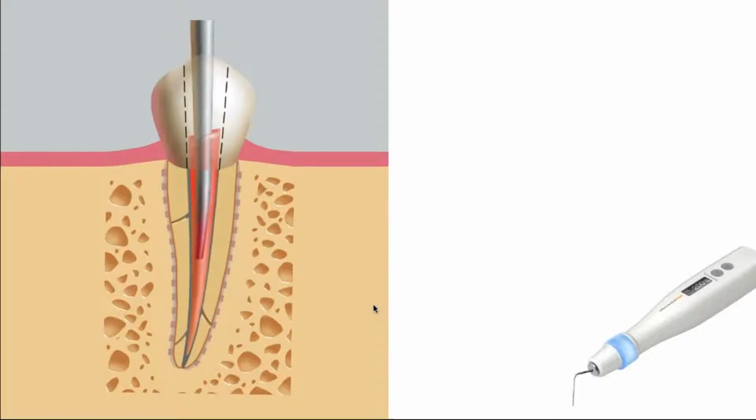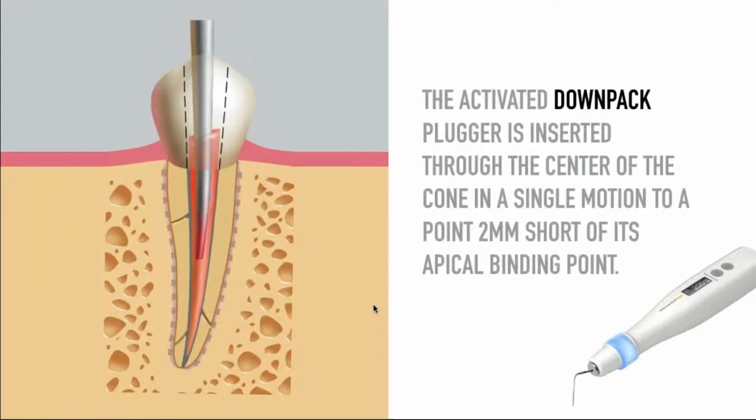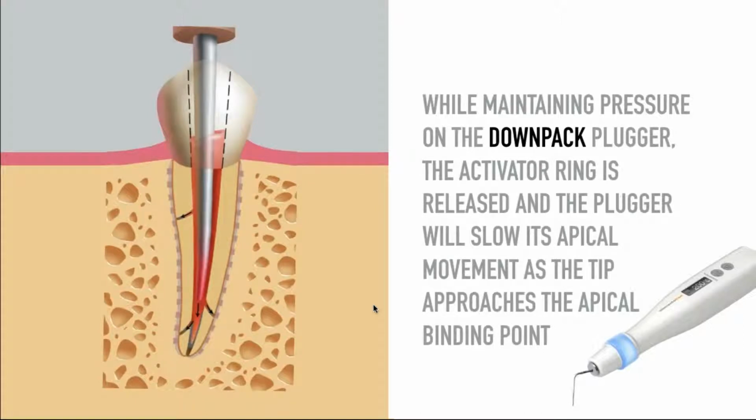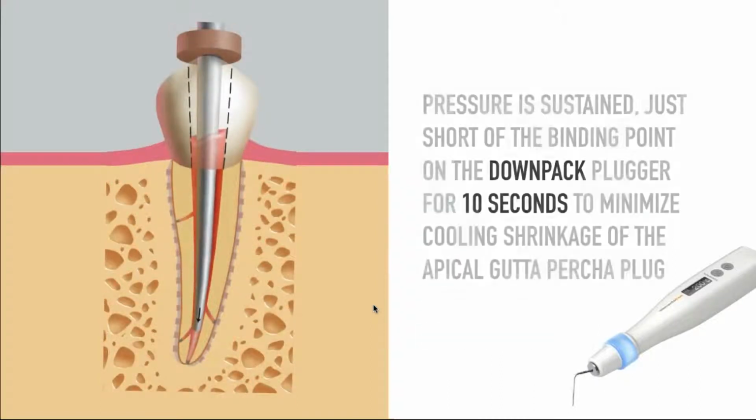So we activate it. We go through the mass of gutta percha until my rubber stopper is 2 millimeters short of the occlusal reference point. And then I remove my finger. As the plugger cools, as the gutta percha cools, so will the descent and the movement of my downpack plugger. Now, what happens to gutta percha when it cools? It shrinks. It actually shrinks about 5 to 7%. So what I want to do is I want to sustain apical pressure on the downpack plugger for 10 seconds to minimize the cooling shrinkage of my apical gutta percha plug.